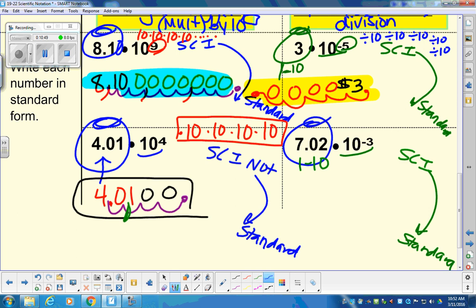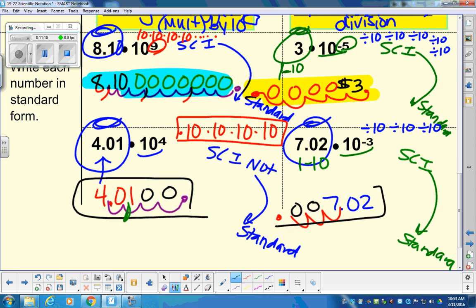When I say multiply by a negative power, I'm really meaning divide by 10, three times. So if I have $7.02 and I'm dividing by 10, it has to get smaller. By division of 10, once, twice, three times. Lock it in. When we lock it in, we have some placeholders there. My new answer in standard form becomes 0.00702. All right, so that is our conversion from what we call scientific notation to standard form, the answer.